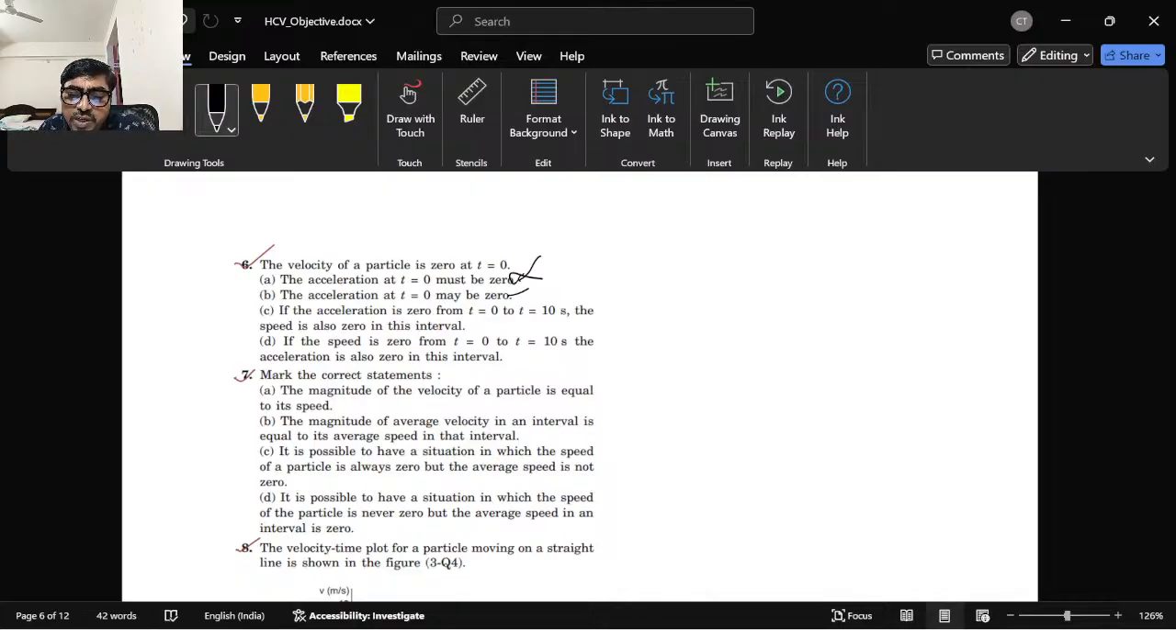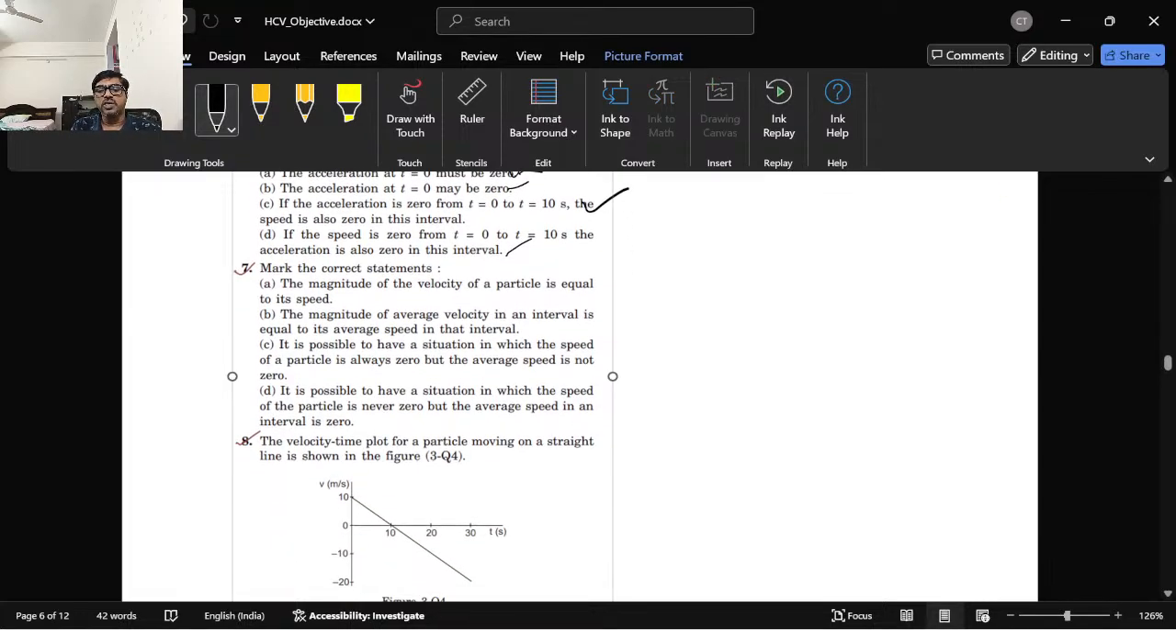Acceleration is 0 from t equal to 0 to t equal to 10 seconds if the speed is also 0 in this interval. Yeah, speed 0 meaning velocity is already 0, and it is not changing, meaning acceleration is not there during that interval. If the speed is 0 from 0 to 10 seconds, the acceleration is always 0 in that interval. Correct, sir. Acceleration 0, velocity does not change. Velocity does not change meaning already it is at rest, so it will continue to be at rest only. Okay, very good, sir. So what is the answer? B, C, D. Next.